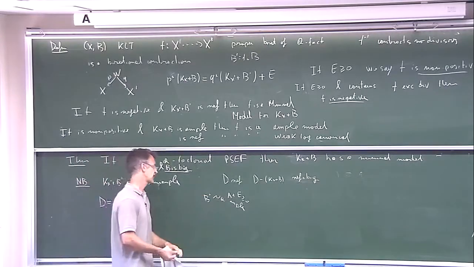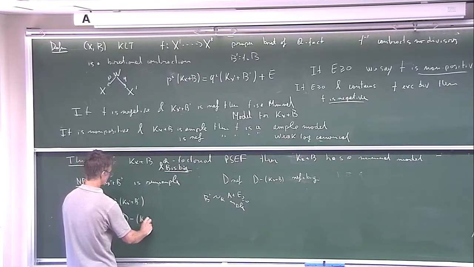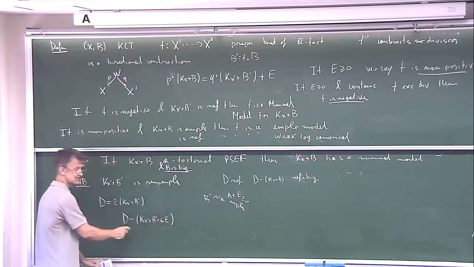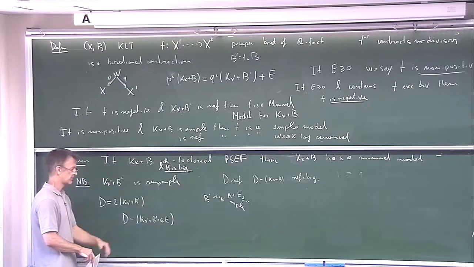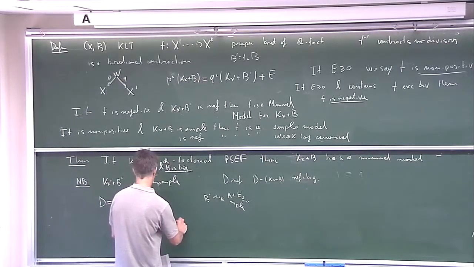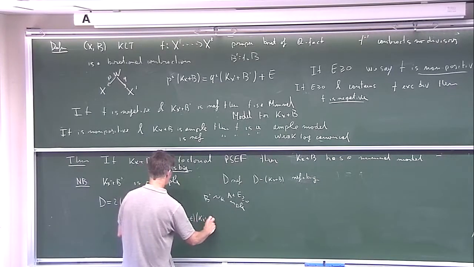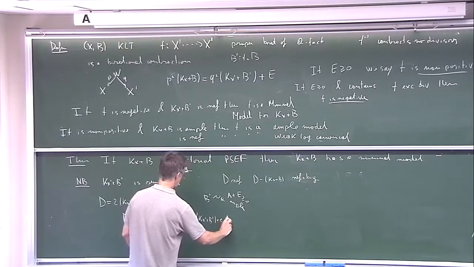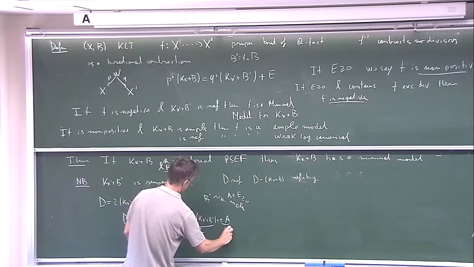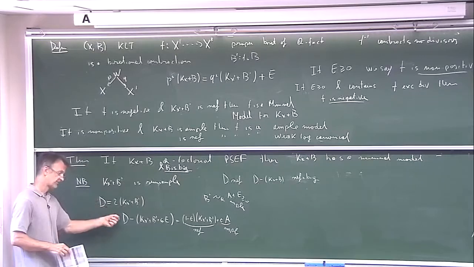You can write it as ample plus effective. So now consider D minus Kx prime plus B prime plus epsilon E. This is, again, a KLT pair, because a perturbation of a KLT pair will be KLT. But now this difference will be 1 minus epsilon Kx prime plus B prime plus epsilon A. This is nef, and this is ample. So the difference is ample, nef and big. So the base point free theorem applies.